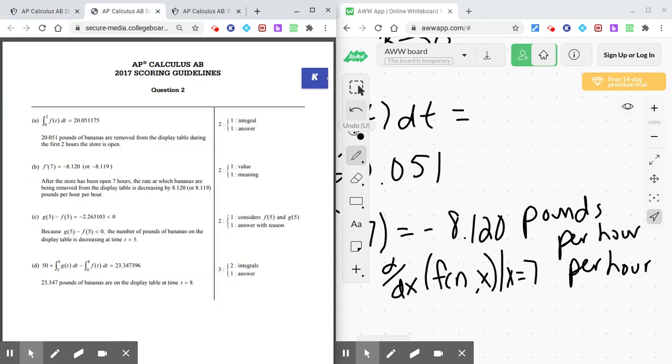So you look at what they wrote here. It means that the rate at which bananas are being removed from the display is decreasing. This is the rate of change of the rate of change. How is the rate of change changing? It's decreasing, or lessening by negative 8.120 pounds per hour per hour.